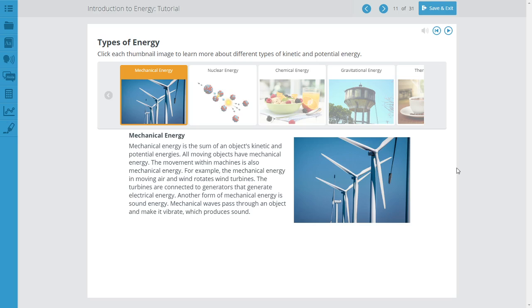Now, I want you to understand something. While this says machines, when you move, you're using mechanical energy. By walking, by talking, by breathing, by swimming, whenever your body is moving on your own, that's your mechanical energy. Now, if I get into my car and move it, then the car is using the mechanical energy.